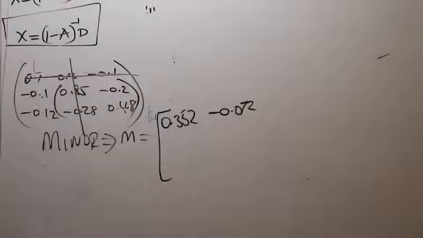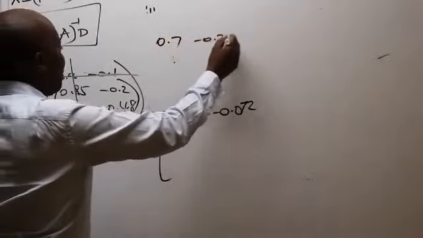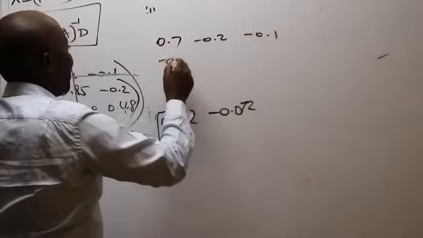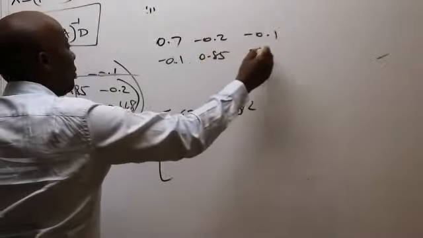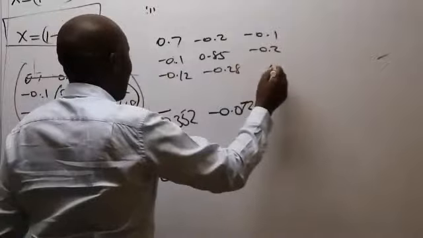I'm liking the figures that I'm seeing. Now, ladies and gentlemen, let me do only one. So we have here 0.7, minus 0.2, minus 0.1. We have minus 0.1, 0.85, minus 0.2. We have minus 0.12, minus 0.28, 0.48.